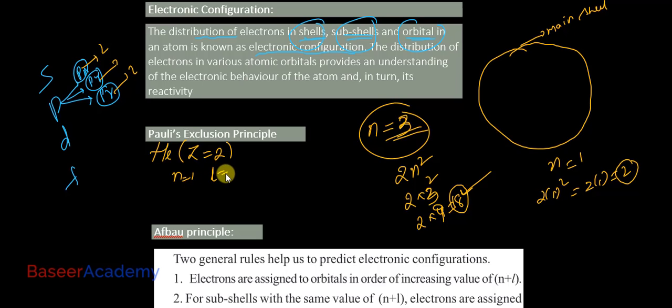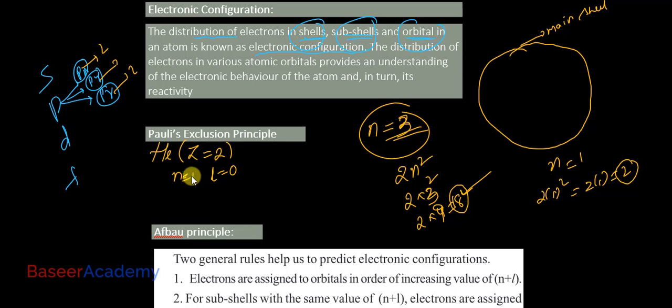And what is the l value? The l can take values from 0 to n minus 1, right? What is the value of n here? 1. 0 to 1 minus 1, and 1 minus 1 is 0. So in the first shell, you have only one subshell.